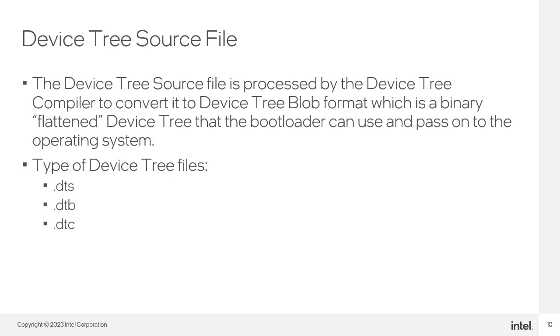The device tree source file is processed by the device tree compiler to convert it to the device tree blob format, which is a binary flattened device tree that the bootloader can use and pass on to the operating system. We have the DTS, which is a device tree source file, another type of file, which is the DTB, the device tree blob mentioned, and finally we have the device tree compiler, which can be easily found within the repositories in the GSRD as well as an installation package directly in Linux terminal.